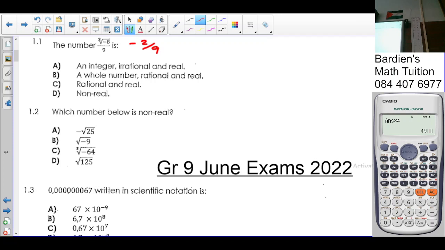Is an integer rational and real? No. A whole number rational? No. Rational and real? Yes. The answer is C. The next one, which number below is non-real?